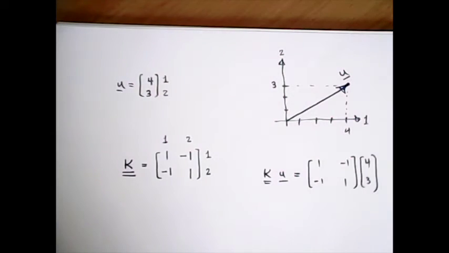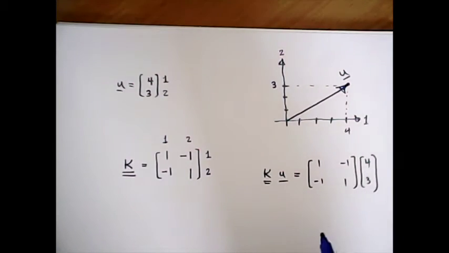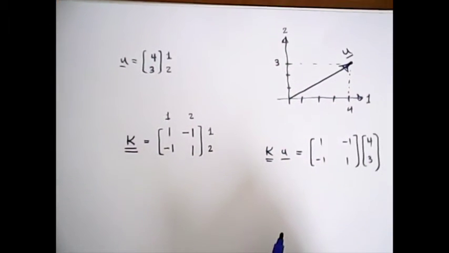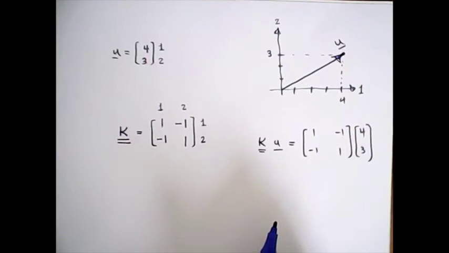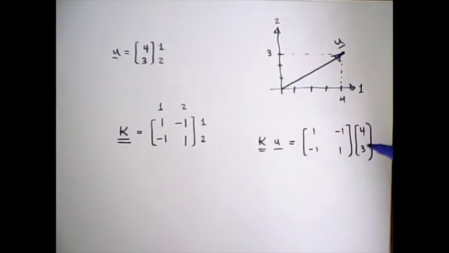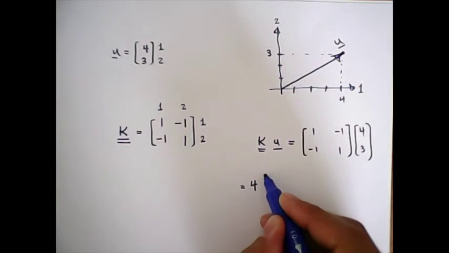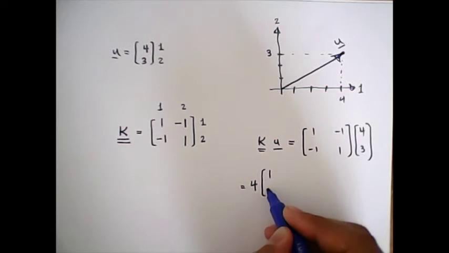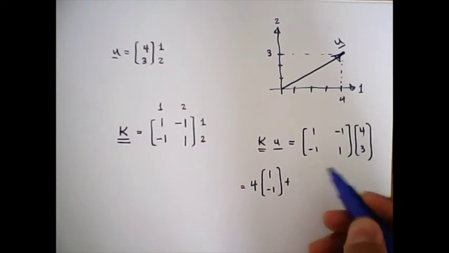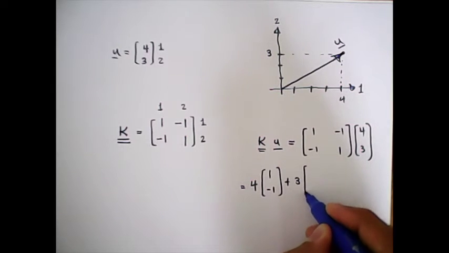Okay, so you probably already know. I assume that you know how to multiply a matrix by a vector, but let me do it in a new fashion. Maybe you've never seen it before. So what this matrix multiplication tells me is to take 4 times the first column and add it to 3 times the second column. So let me write it this way. It's equal to 4 times the first column plus 3 times the second column.